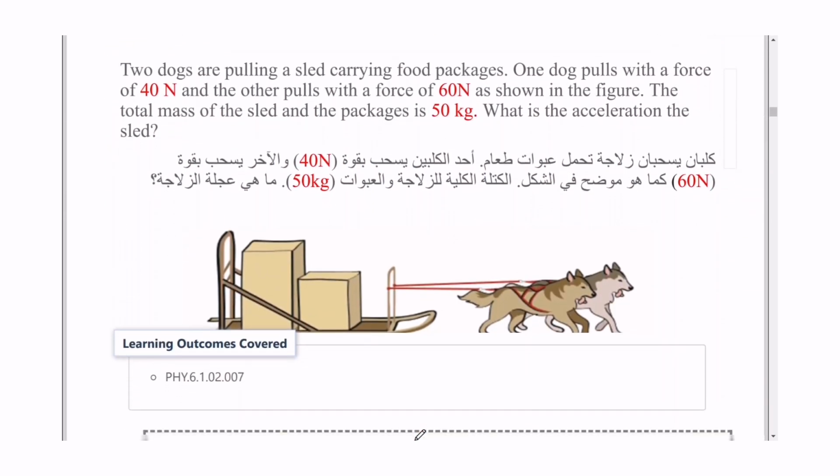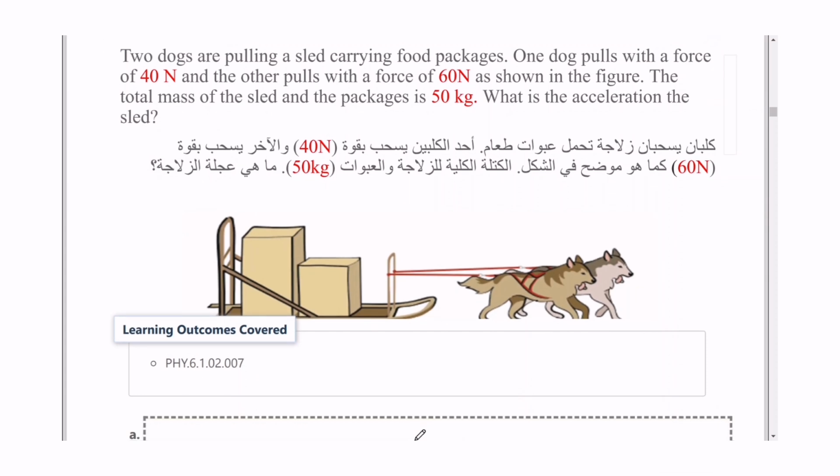Now we are discussing question number 5. 2 dogs are pulling a sled carrying food packages. One dog pulls with a force of 40 Newton and the other pulls with a force of 60 Newton as shown in the figure. The mass of the sled and the package is 50 kilogram.